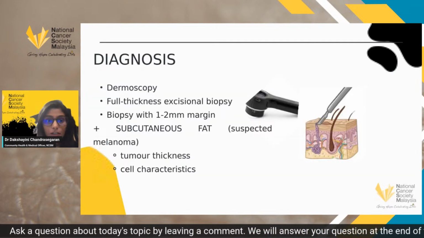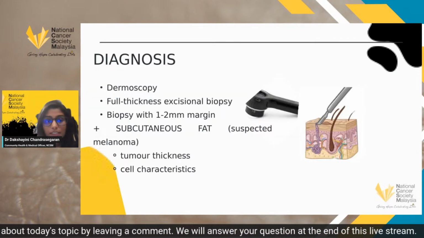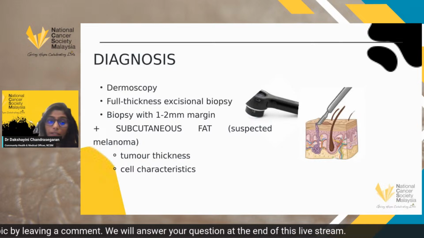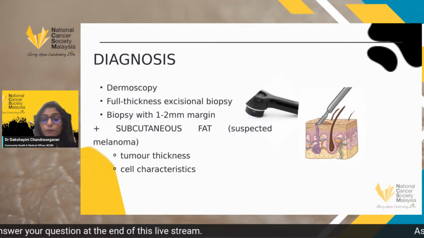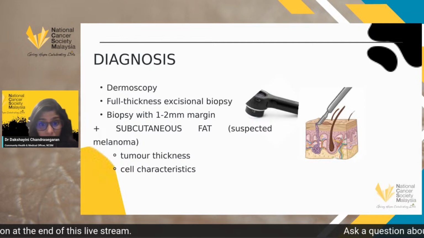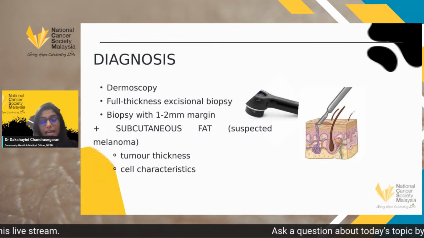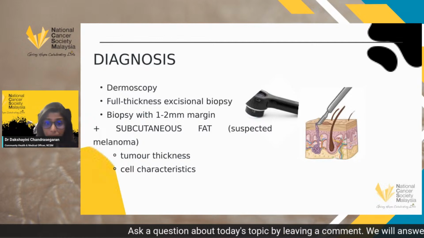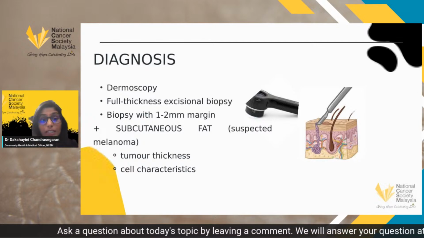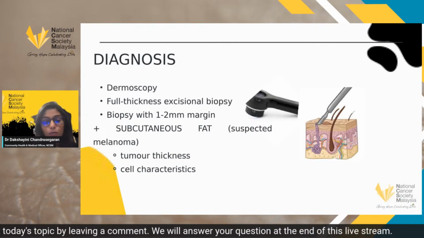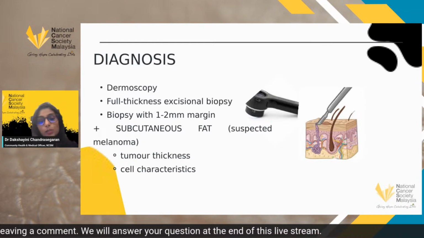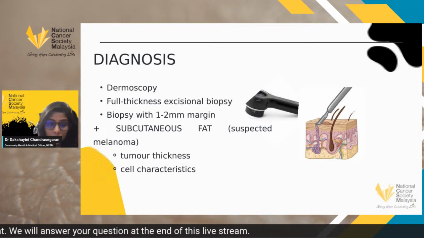Next. So first, we would do a dermoscope, and from there, for definitive diagnosis, we would do a complete full thickness excisional biopsy for suspicious lesions, and we would take a 1 to 2 millimeter margin of normal skin as well, and part of the subcutaneous tissue if you suspect melanoma. This would tell you the tumor thickness as well as the characteristics of the tumor.